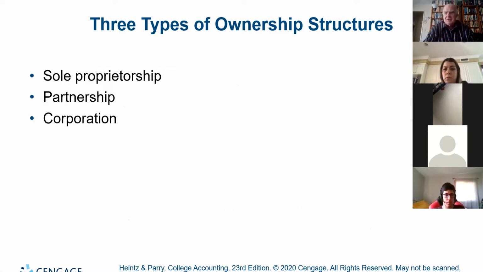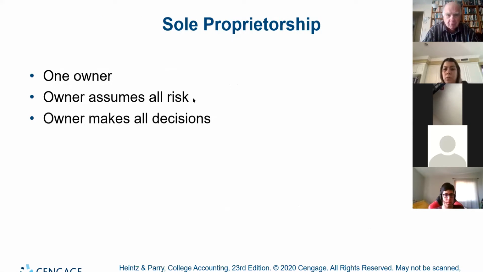Three types of structures. Any of you who've gone through Bonnie Chavez's business class or any kind of intro to business, you know this already. Sole proprietorships, partnerships, and corporations. Sole proprietorship, that's the most common business organization in this country. One owner. You open up a business with $1,000 and you buy some inventory and you start selling it, and the business goes on for a while.